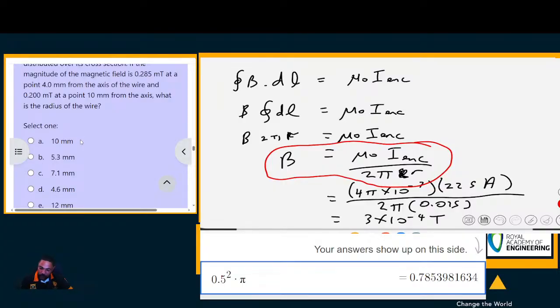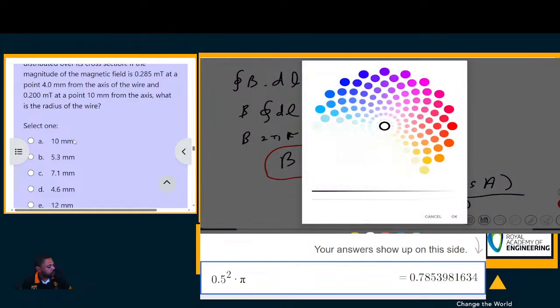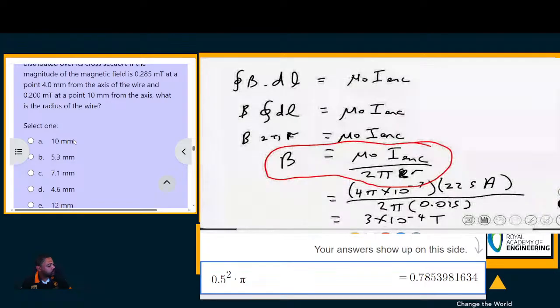Now, this formula here can also be written in this way. Mu naught, instead of writing the enclosed current, we write mu naught times the current that's been given times the small radius inside, divided by 2 pi times the radius R of this thing, R squared. It's the exact same formula.